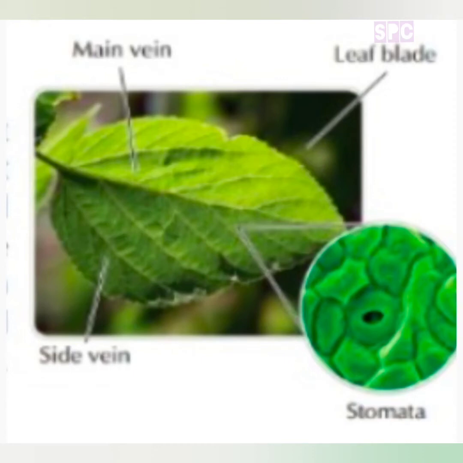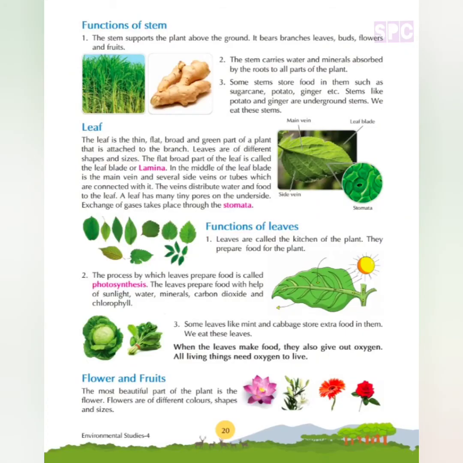Children, like we all breathe in and breathe out through our nose, similarly plants also breathe, and they breathe through tiny pores which are present on the underside of the leaf. As you can see here in this picture, these tiny pores are called stomata. Let's move on to functions of leaves.